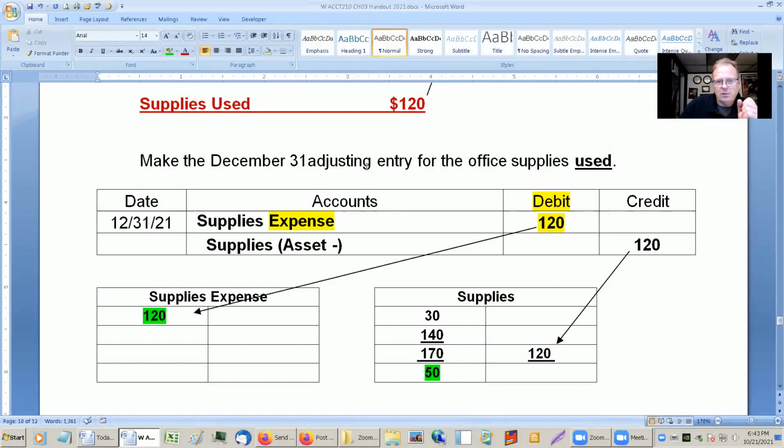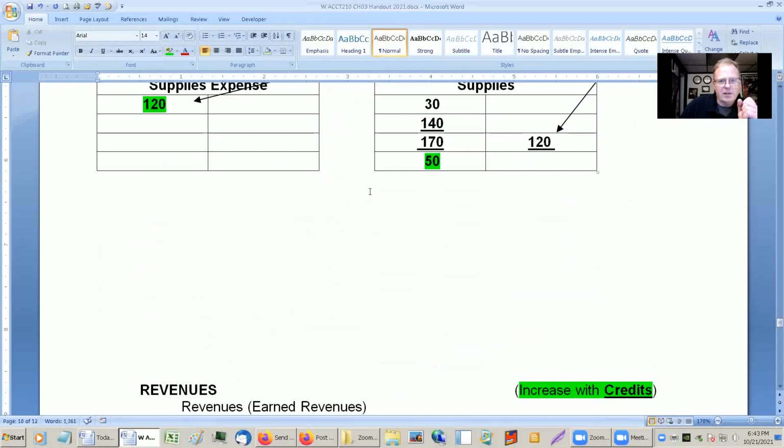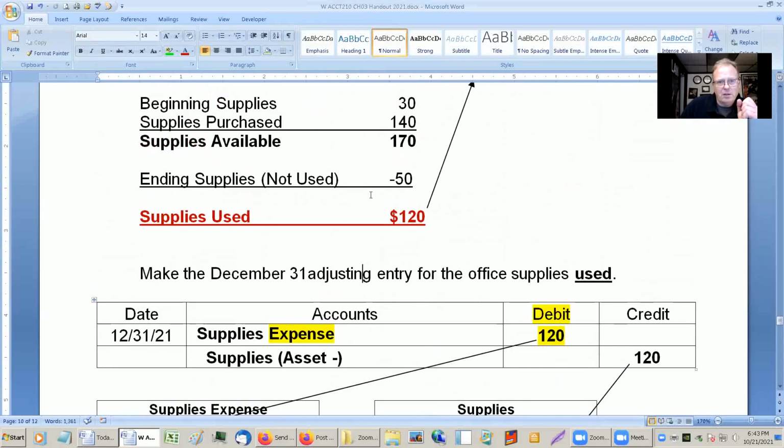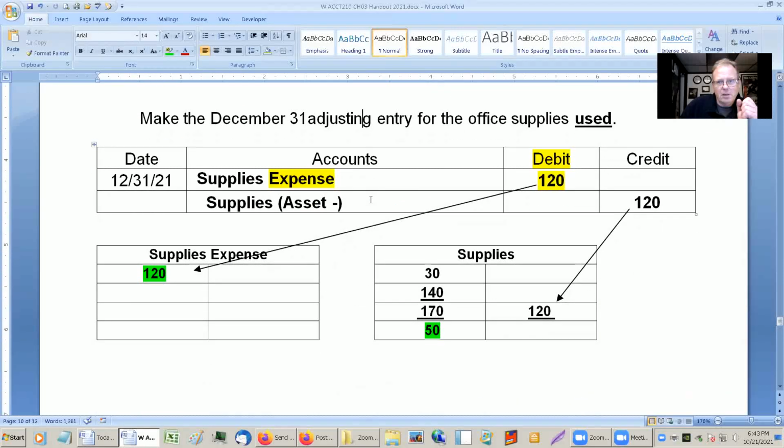Question on that? I think that's it for this handout, isn't it? Yep. All right. More questions? Let's go ahead and save it then.